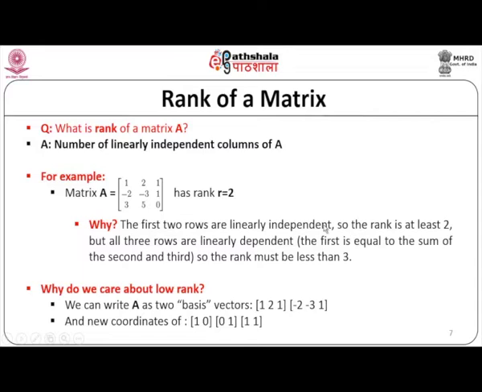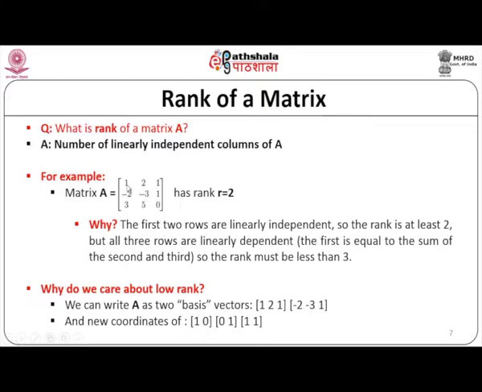What is the rank of a matrix? The rank of a matrix is nothing but the number of linearly independent columns for the given matrix A. For example, consider the matrix given here. The matrix dimension is 3 by 3, and the rank of this matrix is going to be equal to 2. Now, why do we say the rank is equal to 2?